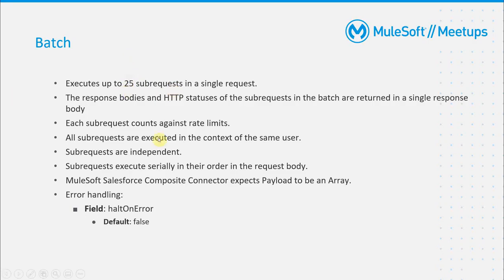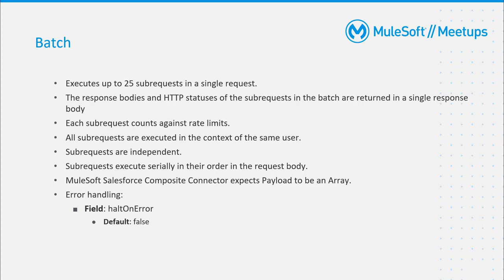It says all sub requests are executed in the context of the same user, and sub requests are independent like I just explained, and sub requests execute serially in their order in the request body. Because each and every composite resource is sequential and synchronous in nature. You have to be very careful about that. Even if you're using batch, sObject tree, sObject collections, composite graphs or composite requests, each and every resource API will be synchronous in nature. Why? Because it's a REST API, and they have made it synchronous.